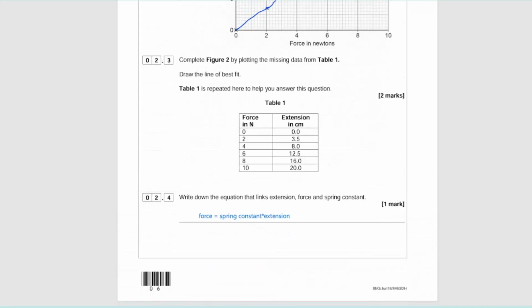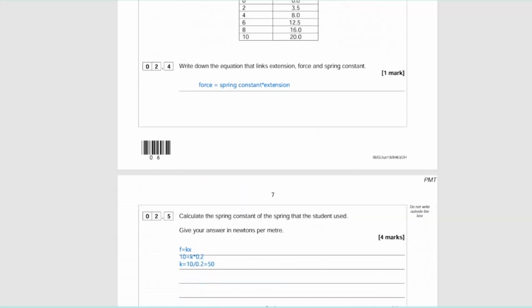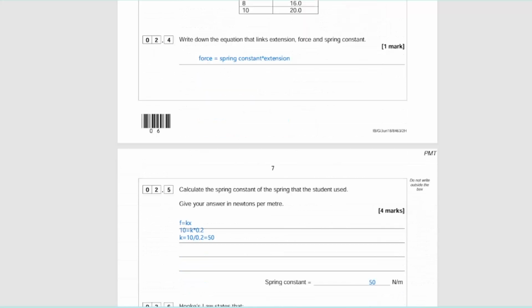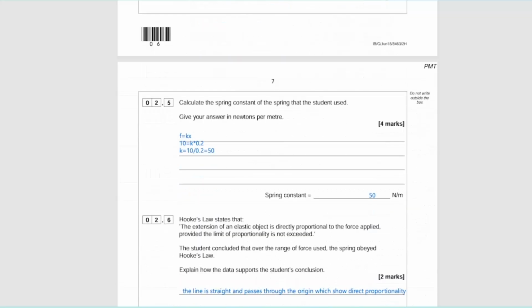And then we're asked to write down the equation that links extension, force, and spring constant, which you will have in your formula booklet. However, in 2018 they didn't have formula booklets. You guys are lucky. And then we're asked to calculate the spring constant of the spring that the student used. And what you can do here is you can just take any force and any extension and then just do it. I've done 10 and 20.